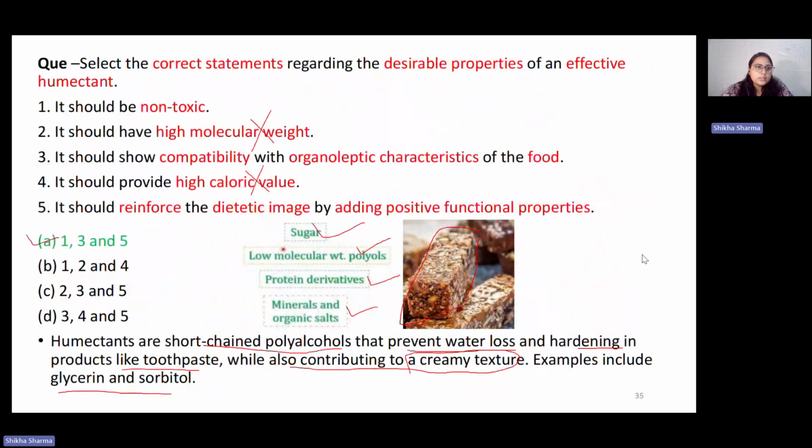So in this question, statements 1 and 3 say that humectants are non-toxic and show compatibility with the organoleptic characteristics of the food, and they should also reinforce the dietetic image by adding positive functional properties.